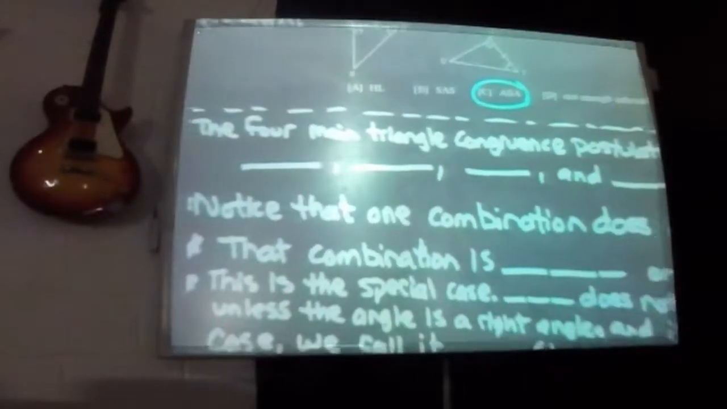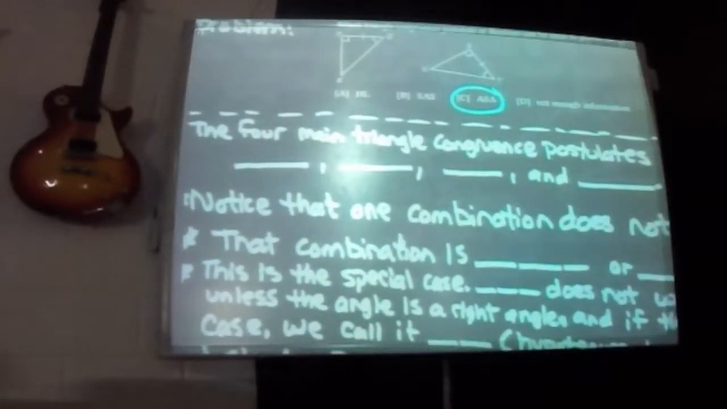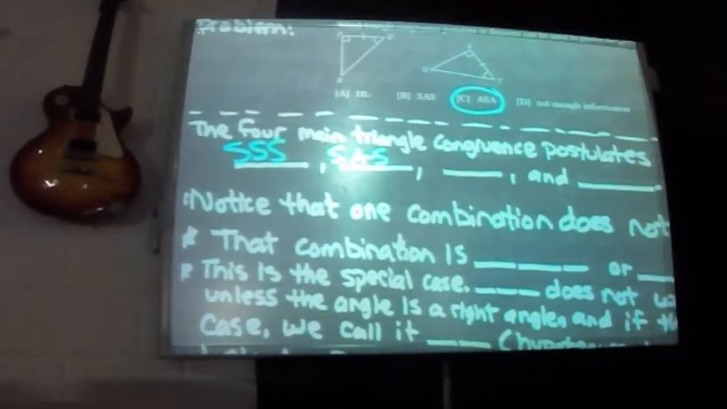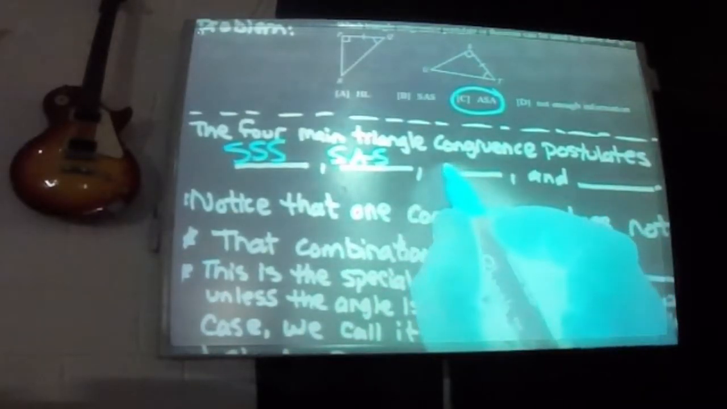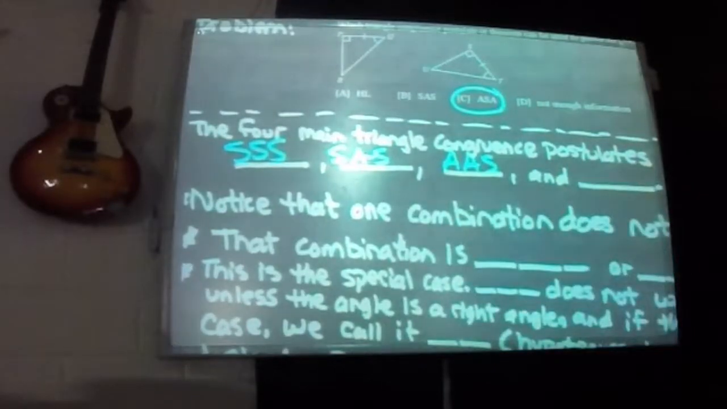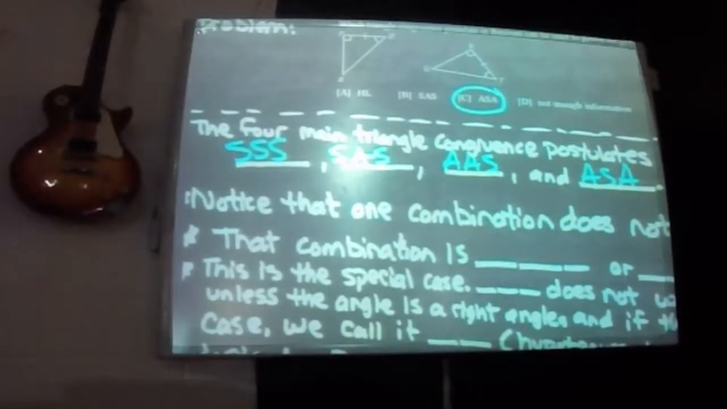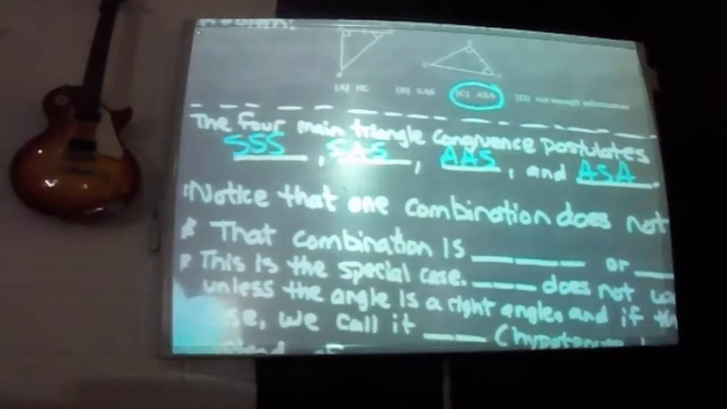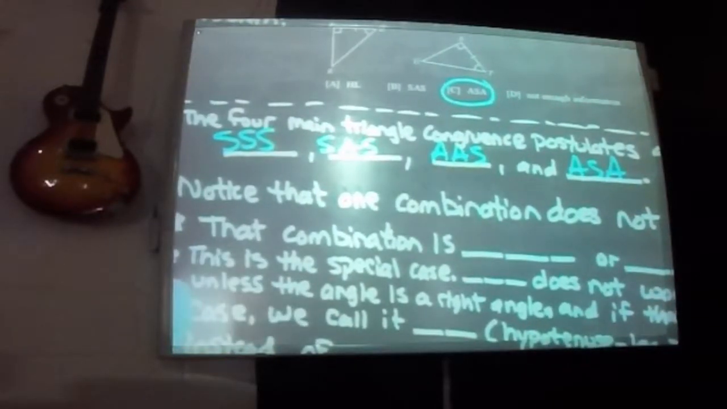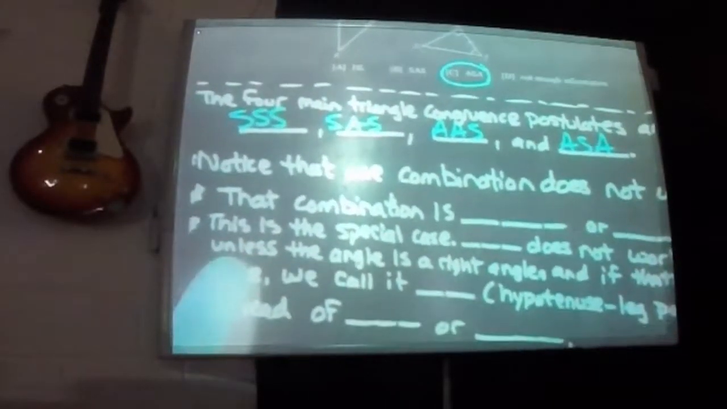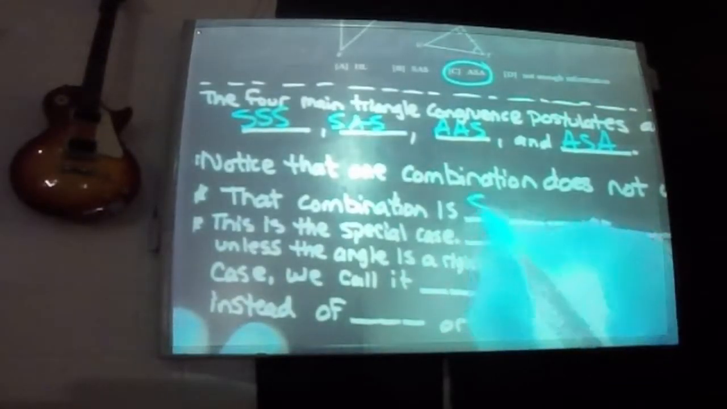All right, recap it all. The four main triangle postulates. We started with the first one, which was three sides congruent to three sides. The second one, SAS: you got two sides and an angle between them, congruent to two sides and an angle between them. The third one, you got AAS: you have two angles and the side is not between them. And the last one, you got two angles and the side between them. Those are the four. Now, notice one combination. Austin, last hour, was obviously the first to notice the one combination of A's and S's that don't go together very well. And it was obviously this one, SSA.